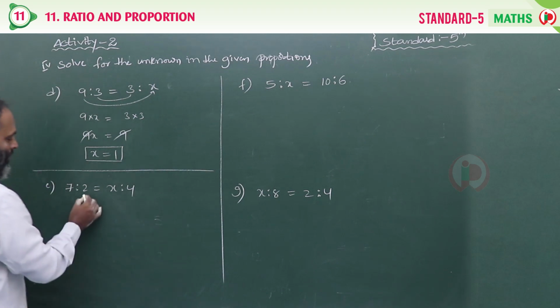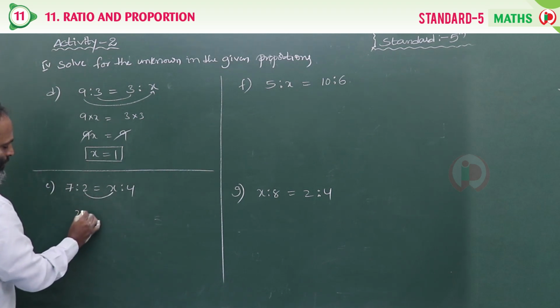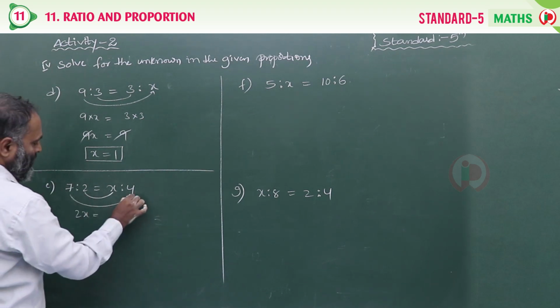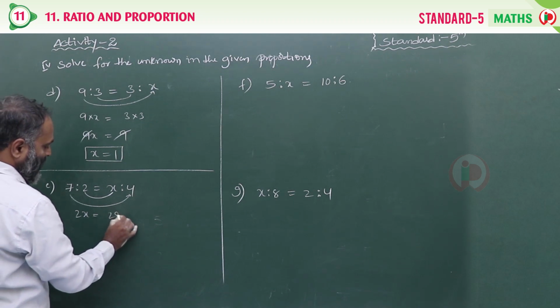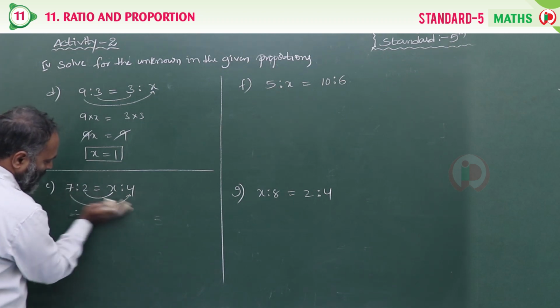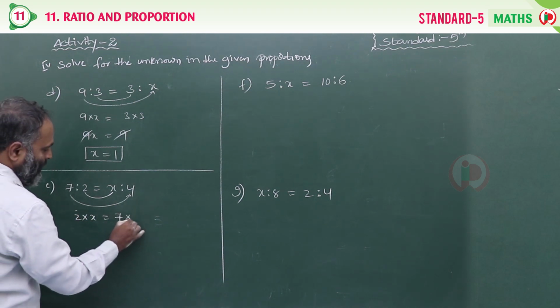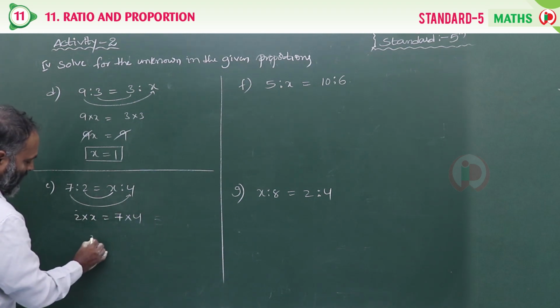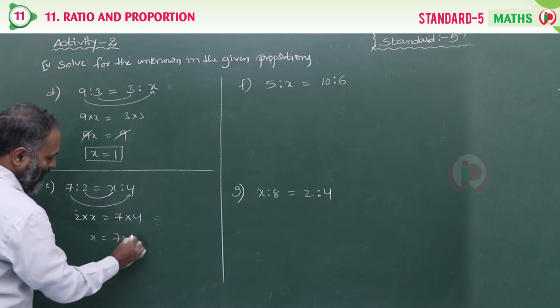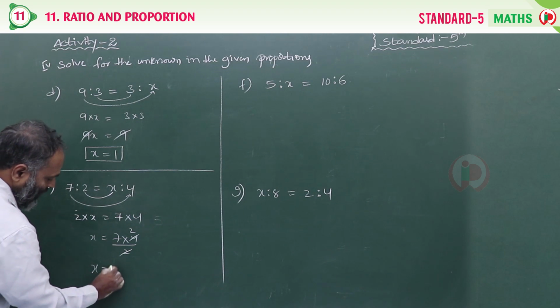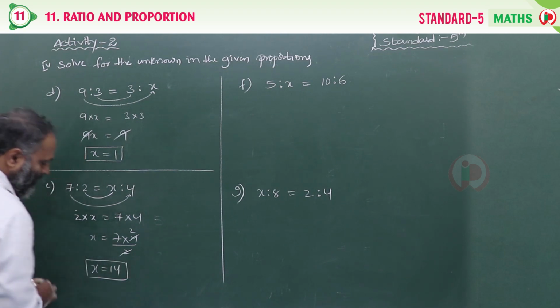Now here also, product of means: 2 into x, 2x is equal to 7 into 4. 7 4s are 28. If you want to take it in detail, then write in detail. 2 into x is equal to 7 into 4. So now x is equal to 7 into 4 by 2. 2 2s are 4, 7 2s are 14.